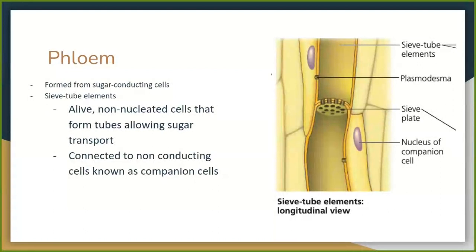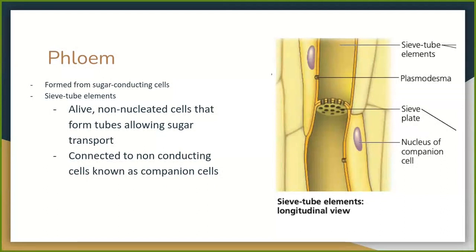All right, so phloem's a bunch of tubes that are formed from sugar conducting cells. One difference is that instead of being dead like the xylem is, these cells are alive, but they don't have nuclei. They form what are called sieve tube elements, which are just a chain of these cells. Sieve tube elements can also be referred to as sieve tube members. It depends on how you refer to them or how the question is phrasing it.